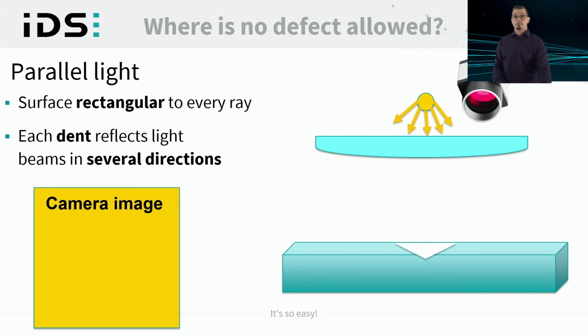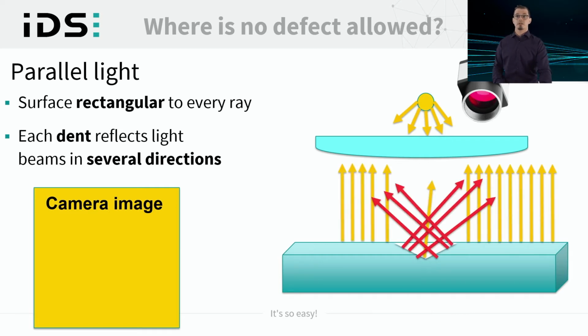If there is any dent or defect on the surface, the parallel light rays will be reflected in several directions because of the shape and the angle of the defects or dents in the surface. Thus, the optics of the camera receive no information from these spots, which in turn means the spots are displayed as a dark or black spot in the image.